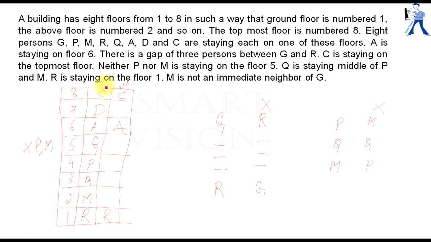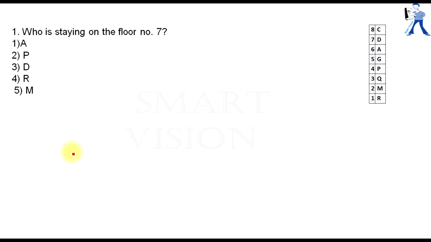So this is how you solve floor based puzzles. Depending on this table, now you can answer n number of questions. We will see some of the questions. I have placed the solved puzzle on the right side of the screen. And what does the question ask here? Who is staying on floor number 7? 7 is D. Okay.